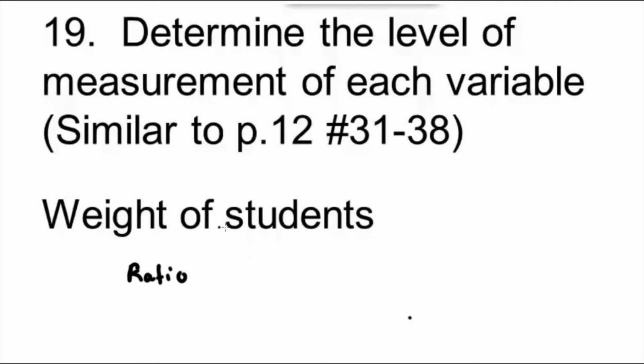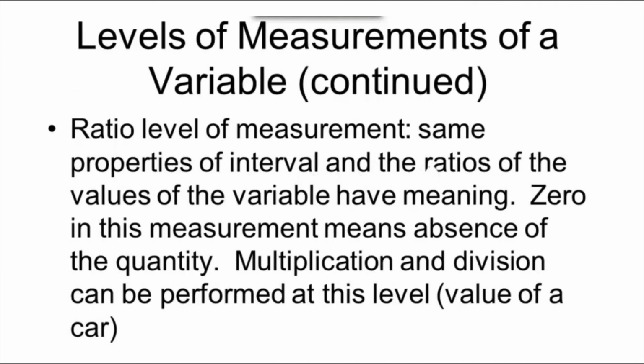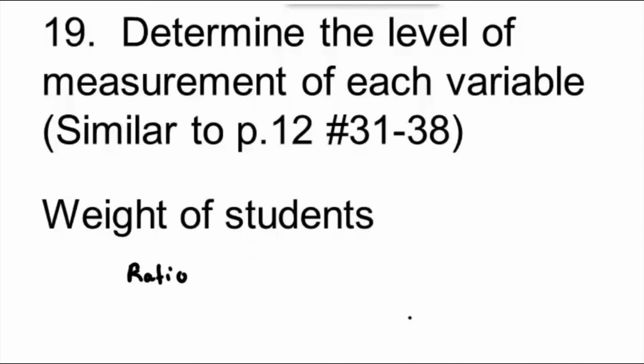And here, determine the level of measurement of each variable. Weight of students. That is ratio. Let's look at the definition of ratio. Ratio level of measurement: same properties of interval, and the ratios of the values of the variable have meaning. Zero in this measurement means absence of the quantity. Multiplication and division are okay. Here, weight of a student means something, so this is ratio.